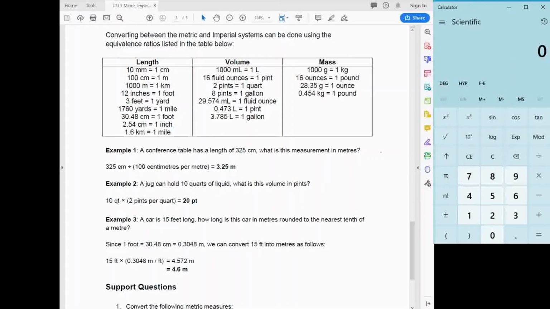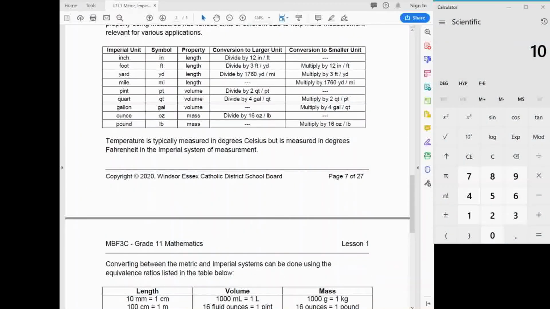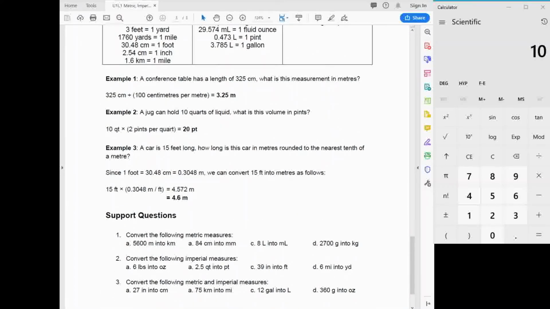The next question says I have a jug that holds 10 quarts of liquid. It says, what is the volume in pints? Looking at my conversion table, let's go back up to it. There are 2 pints per quart, so I would have to multiply this by 2 pints per quart to get 20 pints.